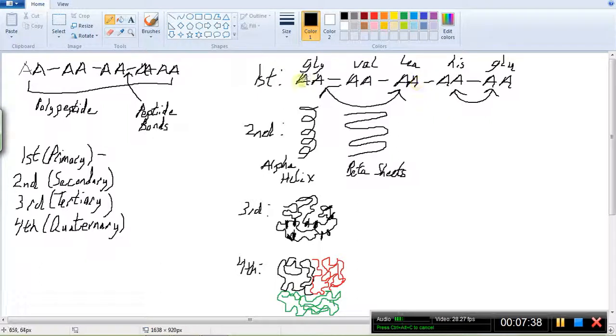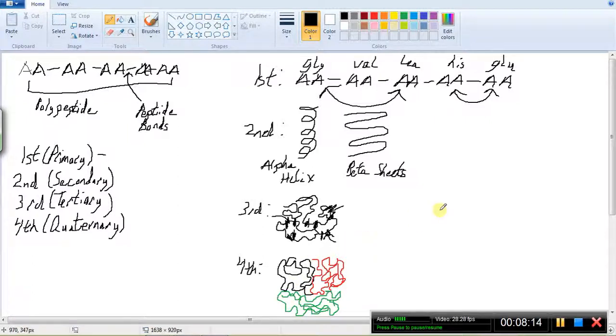Remember, primary is just the sequence of the individual amino acids. Secondary structure is alpha helices or beta pleated sheets, and these are just small sections of the polypeptide chain. The tertiary structure is how the entire polypeptide chain folds, how it makes its shape, the shape that it folds itself into. And alpha helices and beta pleated sheets are small sections of the entire polypeptide chain, so they're still in there. And then quaternary structure is how more than one polypeptide chain come together to complete the protein.